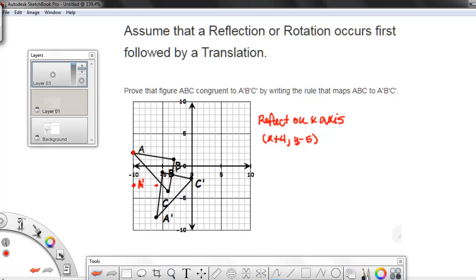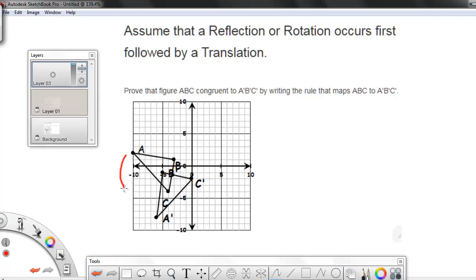Let's take a look at B and then B prime. You can tell there's no way that that translation from B to B prime is going to work like it did for A to A prime. That is really, really apparent that this is not a reflection followed by a translation. Now we'll go ahead and do a rotation.